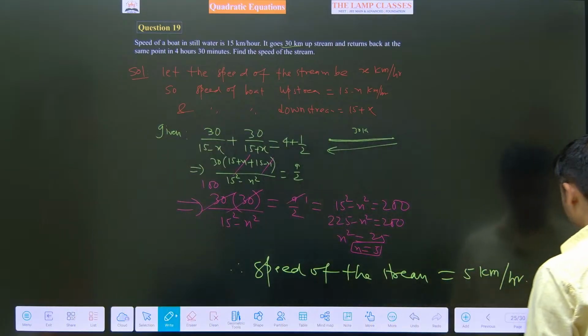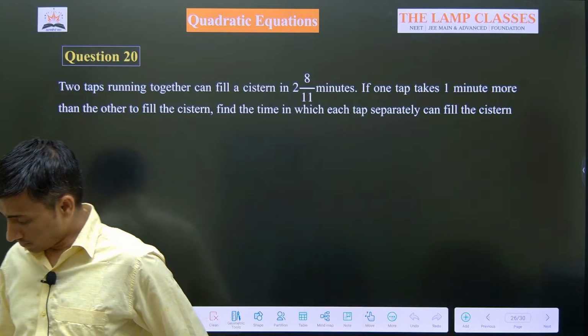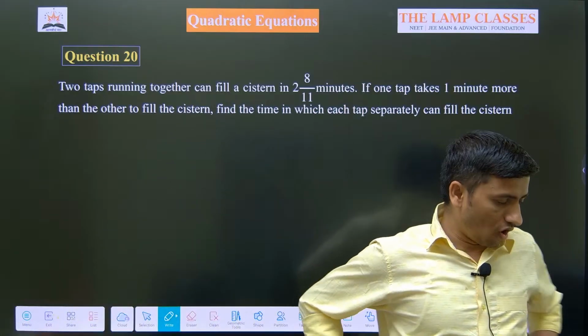Let's do the next question. Yeah, this is very important, no? Most of the people have doubt usually in this question. I have seen that. Let's see how many of you are able to solve it.